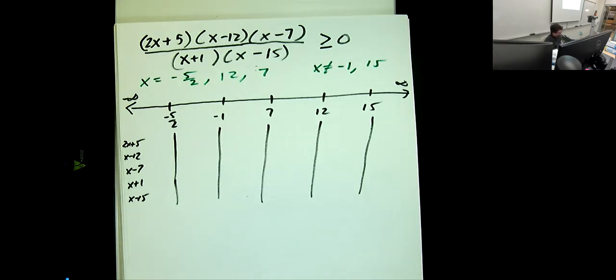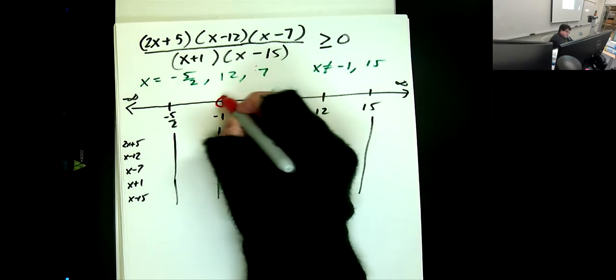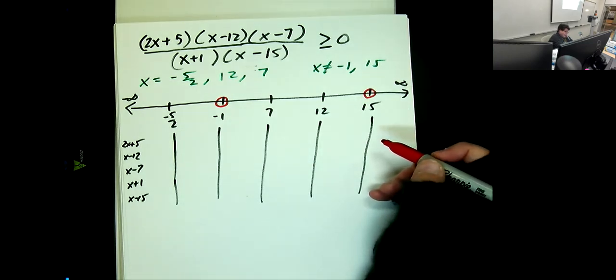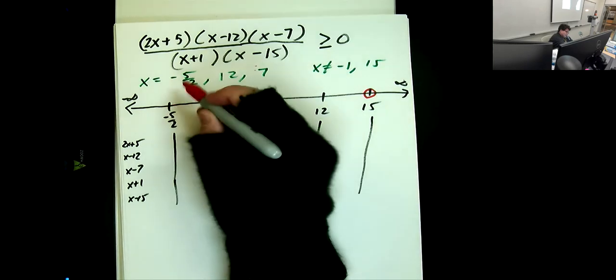I do want to put circles on them now so that I don't forget. The -1 and the 15 have to be hollow points because of the denominator and they can never equal. And the other ones can be solid points because they're all on top.